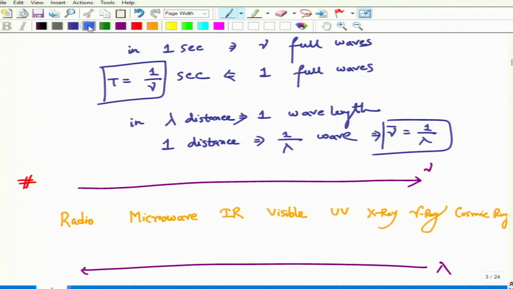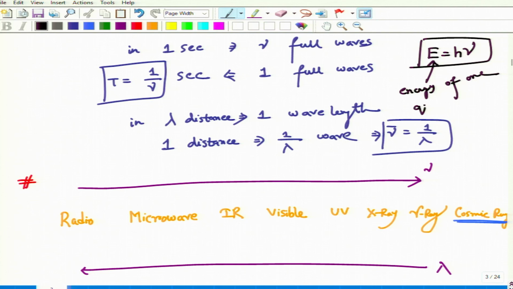So we can readily understand that radio wave has the largest wavelength and the least frequency, whereas the cosmic ray has the highest frequency and the least wavelength. Again we should remind ourselves of one of the most important relations we studied in the photoelectric effect, which is E equals h nu, for any wave, where E stands for the energy of one quantum, h is the Planck constant, and nu is the frequency. So it is clear that E is proportional to nu. If nu increases, the energy of that quantum of the electromagnetic wave also increases.